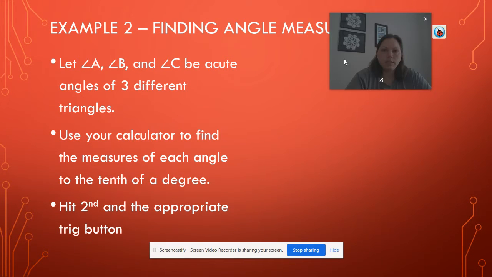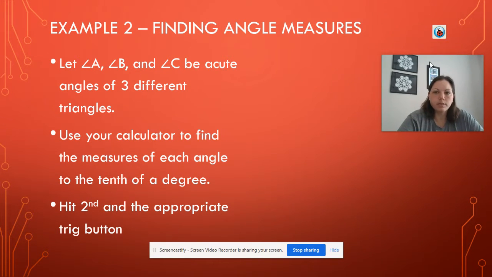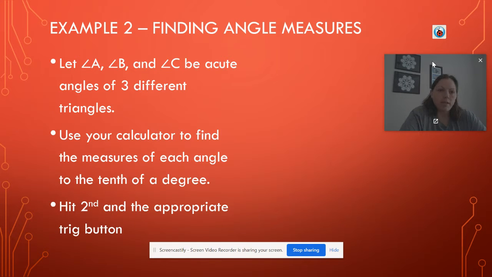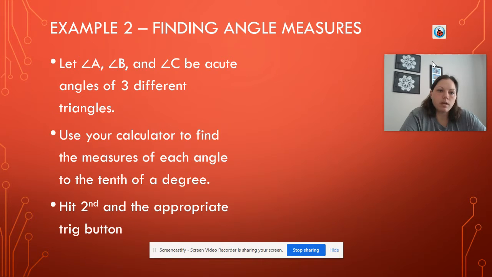Okay, so finding the angle measures. A, B, and C are acute angles of 3 different triangles. We can use our calculator to find the measures of each angle to the 10th of a degree. So we only want to go to a 10th of a degree. And we're going to hit second and the appropriate trig buttons. So instead of using sine, cosine, and tangent on our calculators, we're going to use second and then those buttons.